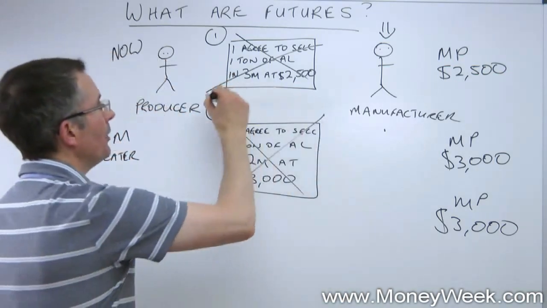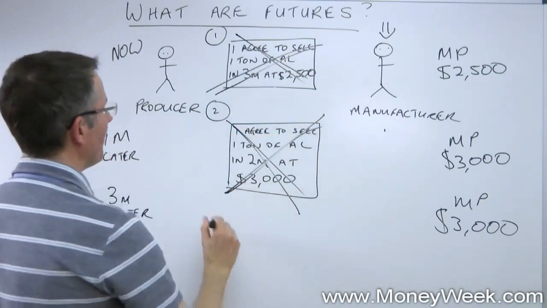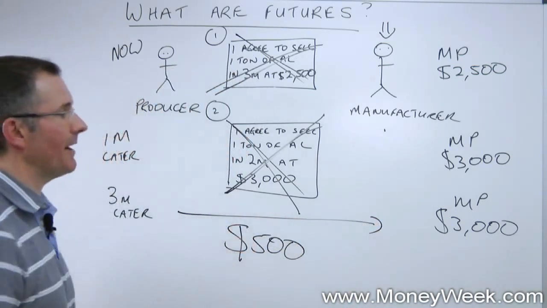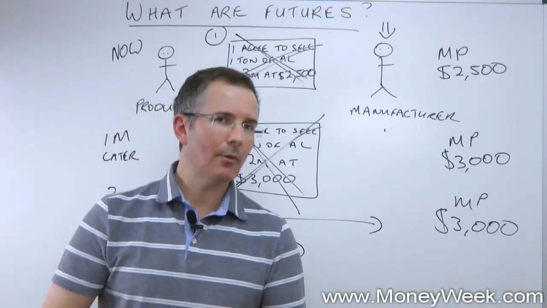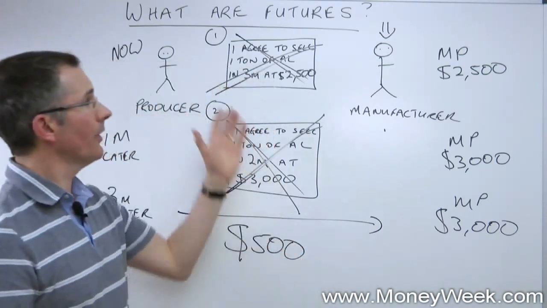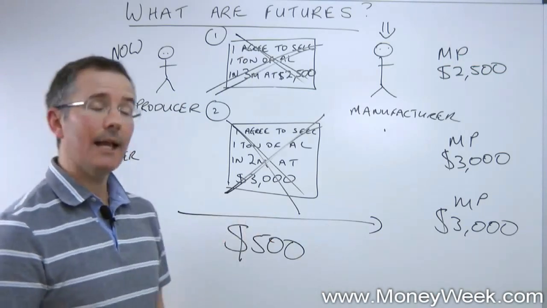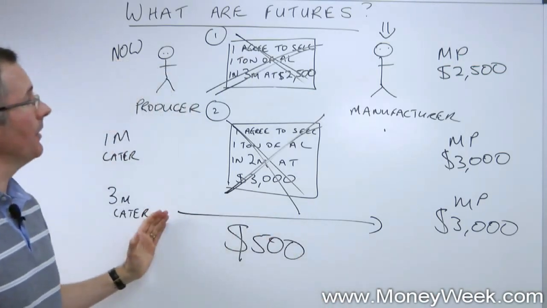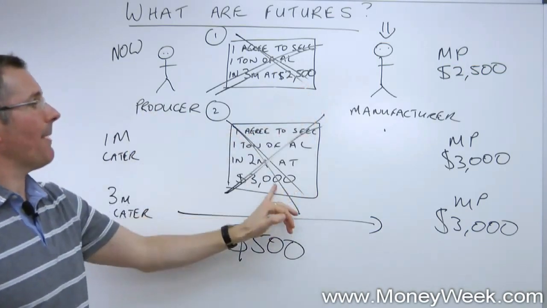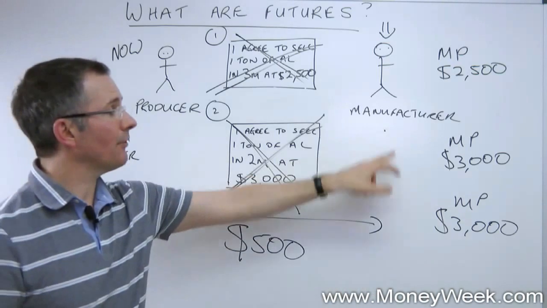Could you not just put them both in the bin to start with, all right, and have the producer pay $500 to the manufacturer? If neither party was actually interested in physical delivery of aluminium, they could use these two contracts as a way of hedging price changes in aluminium. All that would happen is the producer, having locked in to sell at $2,500 and buy back at $3,000, has effectively lost $500 when these contracts expire, and the manufacturer has made $500.